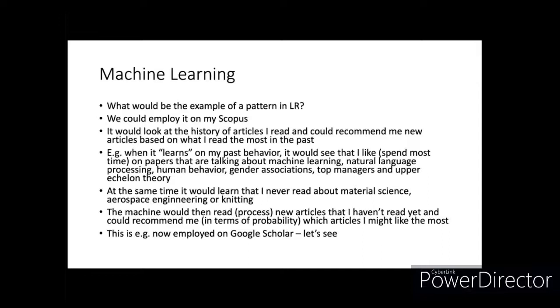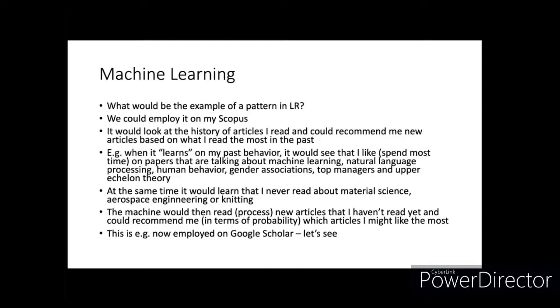It would learn on my past behavior, and then I would give it new articles I never read, and it would estimate the probability that I will like each article I haven't read yet, based on what I read in the past, and recommend them to me. This is usually done in terms of probability, it's a simple classifier. This is also called a recommender system, in business and I think also in science.